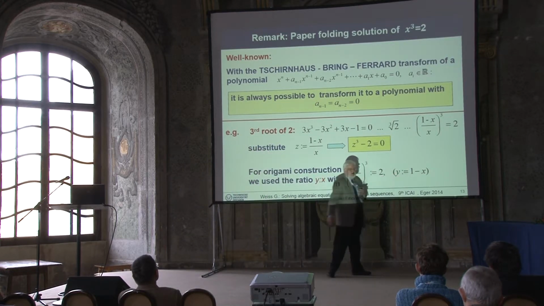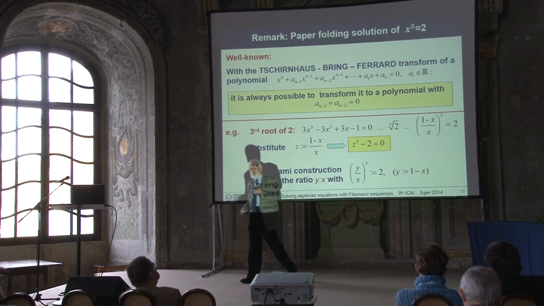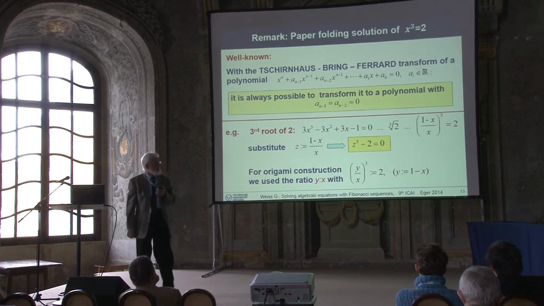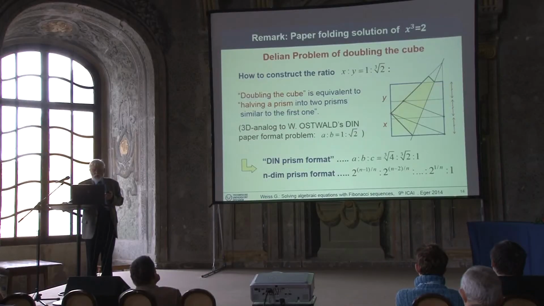Epsilon is 1 minus x, so you see the ratio. If you have a square and you fold it, making the standard folding operations to get the root, you see the ratio of 1 to the cubic root of 2 in this manner. So the same is the Delian problem.